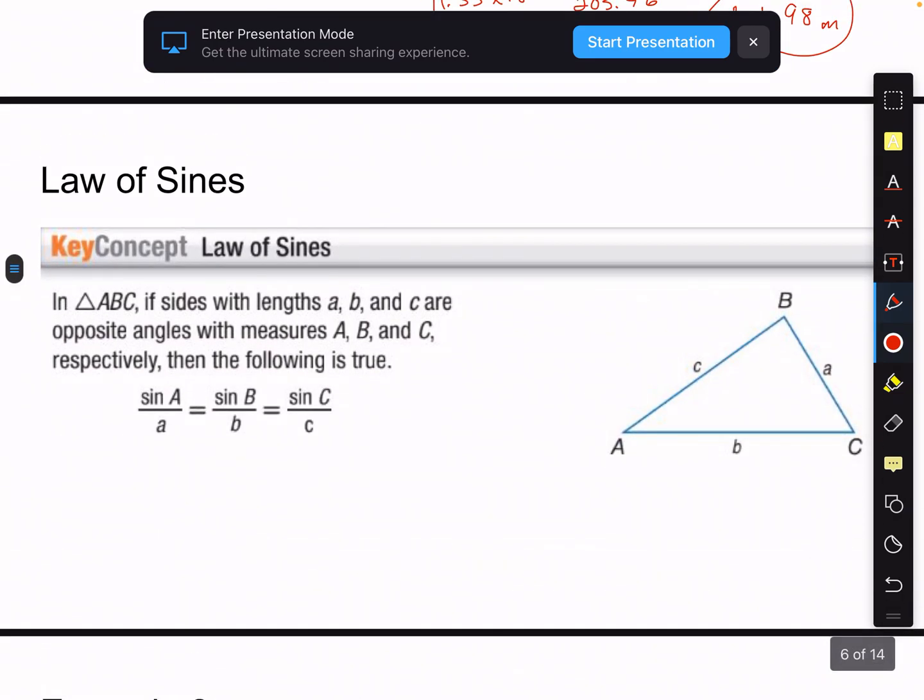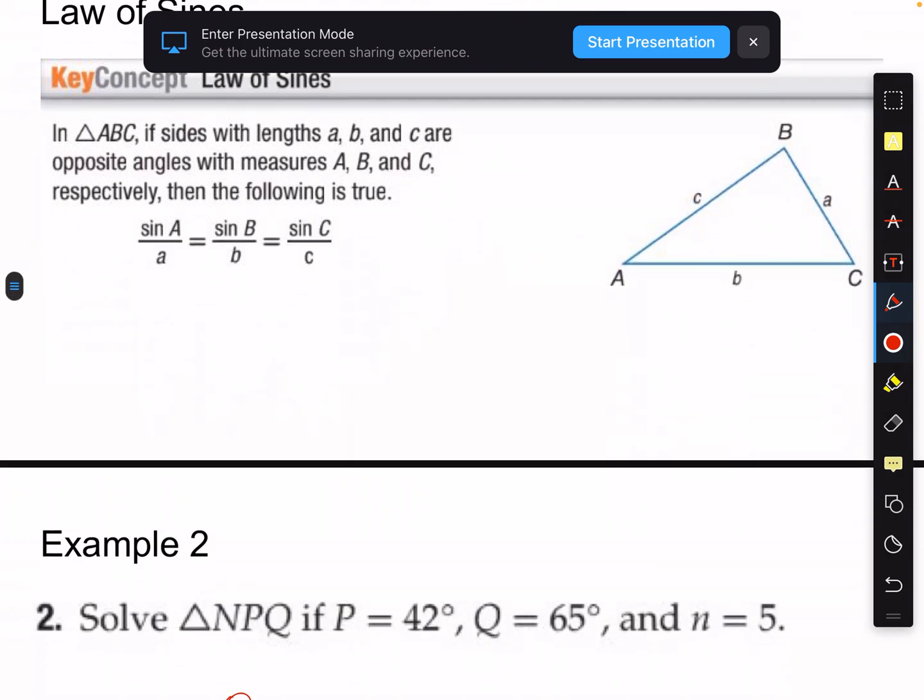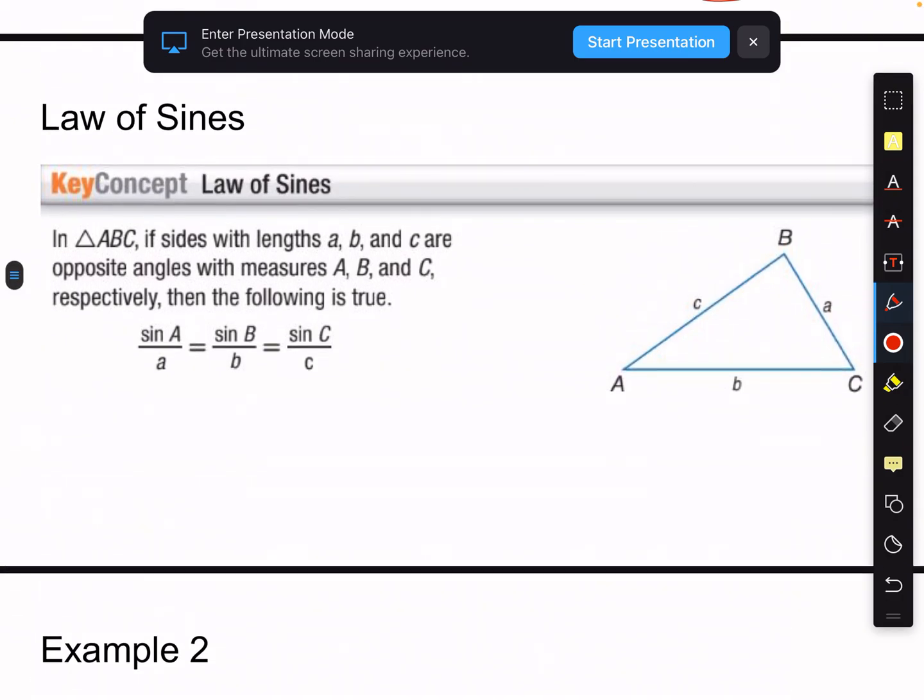The second thing we're going to do here is the law of sines. So the law of sines simply states that the sine of any angle over its opposite side is equal to the sine of any other angle over its opposite side. All right, so let's work that a little bit here. So notice here, sine A over A is equal to sine B over B, etc., etc., right? So make sure that's in your notes.